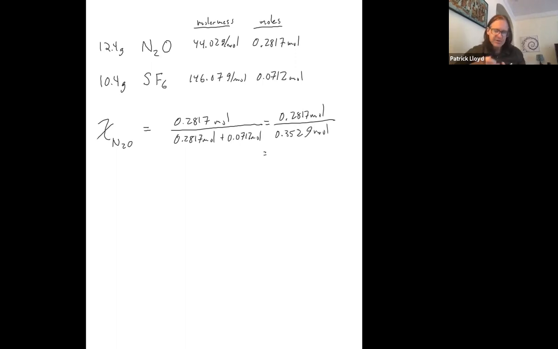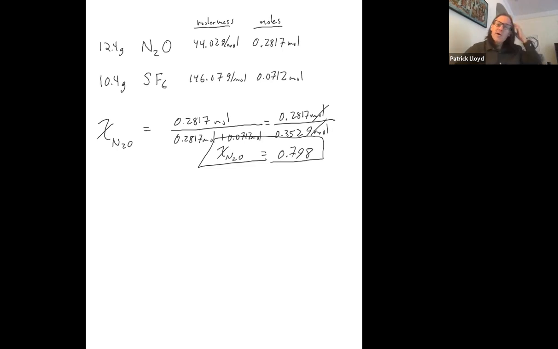Okay, so now you can do your calculation. Looks like it's going to be about 4/5, about 0.8. So 0.2817 over 0.3529. Yeah, so close to 0.8. So 0.798. No units, moles cancel. So there's your mole fraction of N2O.